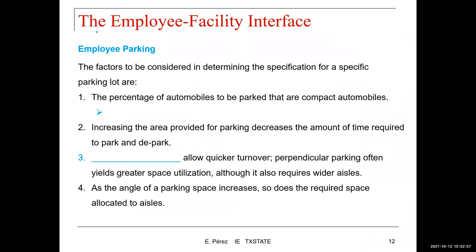The factors to be considered in determining the specification for a specific parking lot are, first, the percentage of cars to be parked that are compact cars. 33% of all parking is often allocated to compact cars. So here in the university, you'll see that on the multi-level parking buildings, some of them are allocated just for compact cars. So up to 33% is often allocated for compact cars.